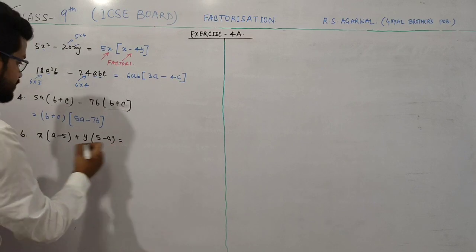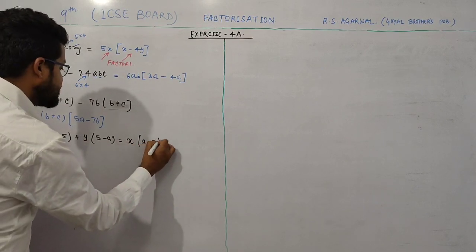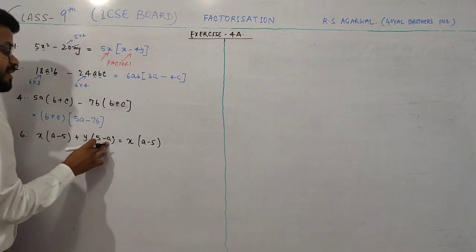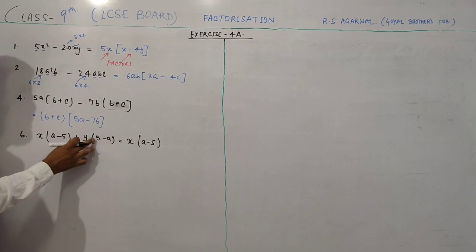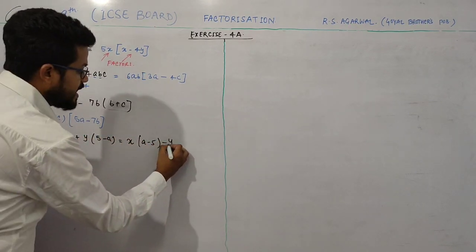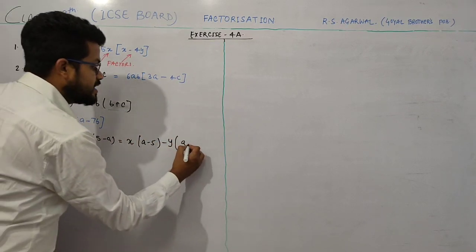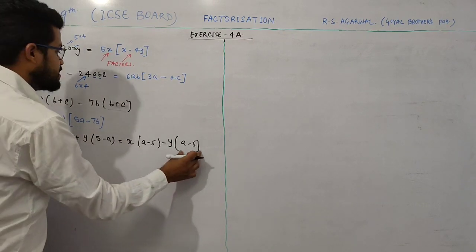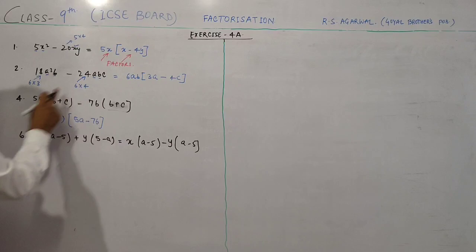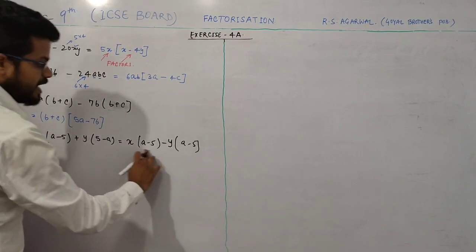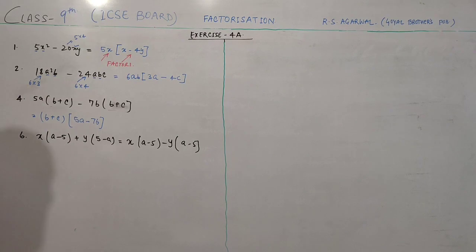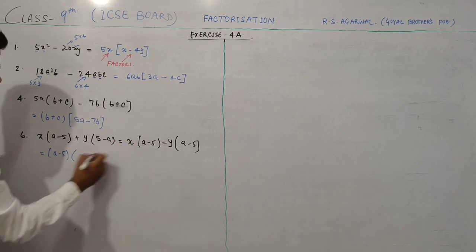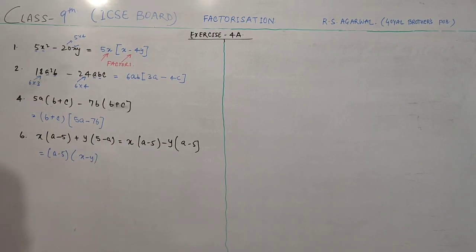So if I write this in this way, take minus as a common from here. So if I take minus common, this minus becomes plus and this plus becomes minus. So I write this minus y and this is a minus 5. Now look, this is a minus 5 and this is a minus 5, like the previous question where b plus c and b plus c was common. Now here a minus 5 and a minus 5 is common. So I take common a minus 5 from here, and the remaining one is x minus y. So this is question number 6.